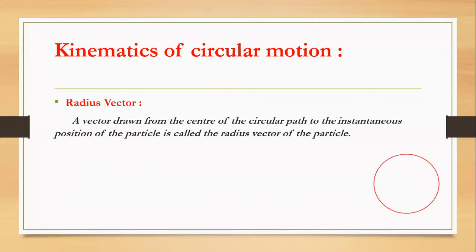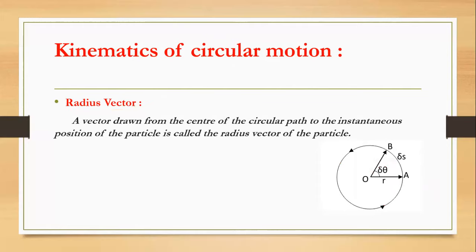See this diagram. In this diagram, if I consider this is a radius r, okay? Center to a point on the circumference is the radius. Now the radius vector: the vector drawn from the center to the instantaneous position of the particle is called the radius vector. This is the radius vector, which we can represent by r bar. R bar is the radius vector.